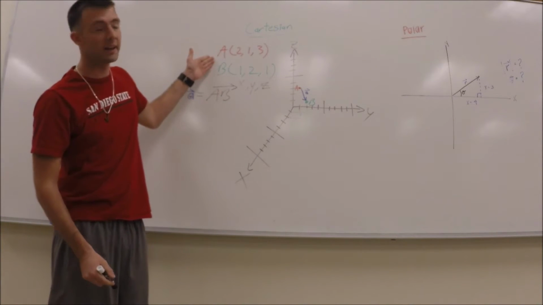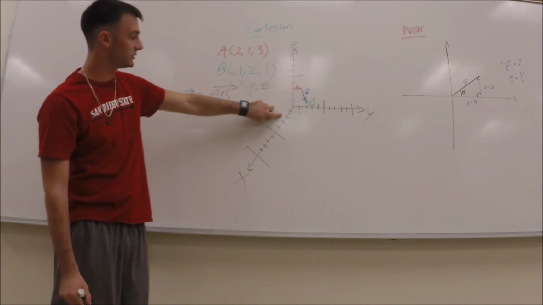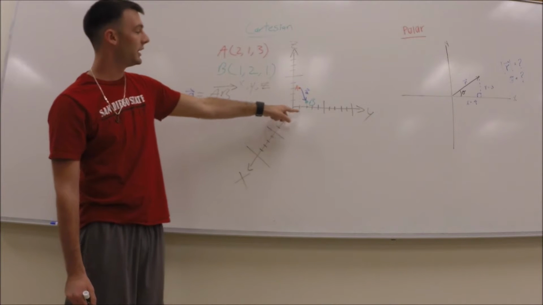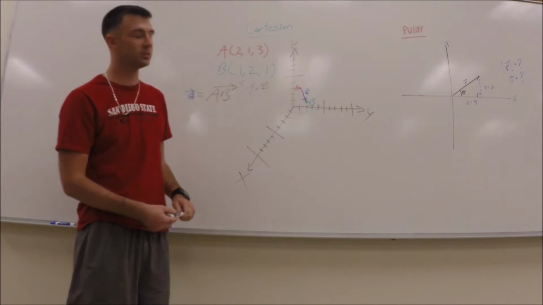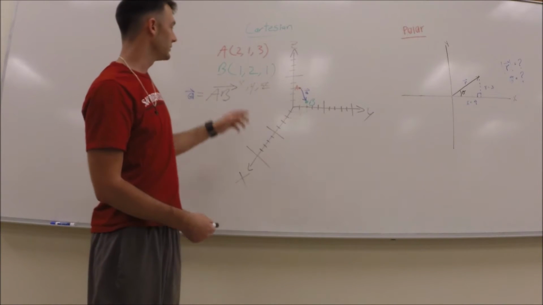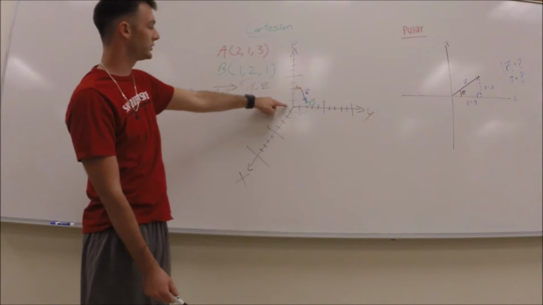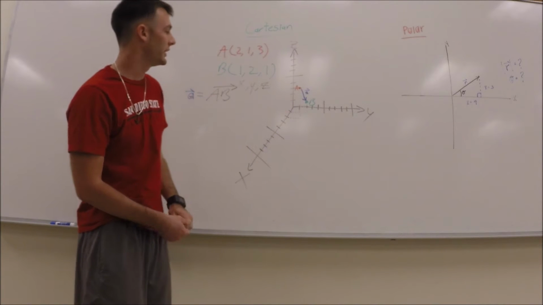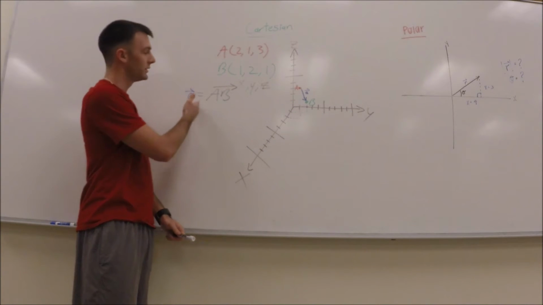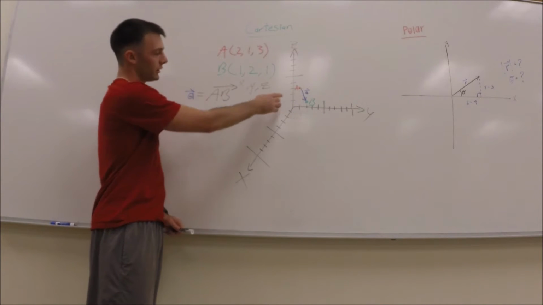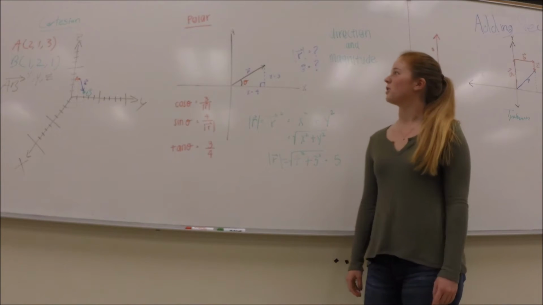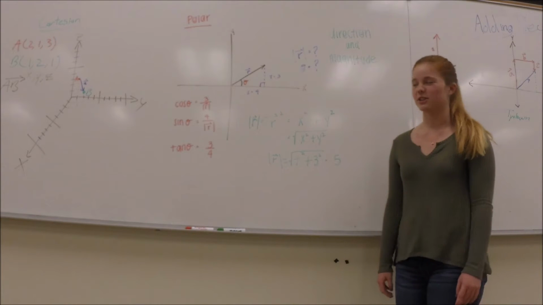So if we were plotting A, we'd come along the x-axis 2 units, along the y-axis 1 unit, and up 3 units on the z-axis. And there's A. To plot B, you do the same thing. So you'd come down 1, over 2, and up 1. And in order to draw vector A, you draw a line or an arrow from point A to point B, and that's vector A.